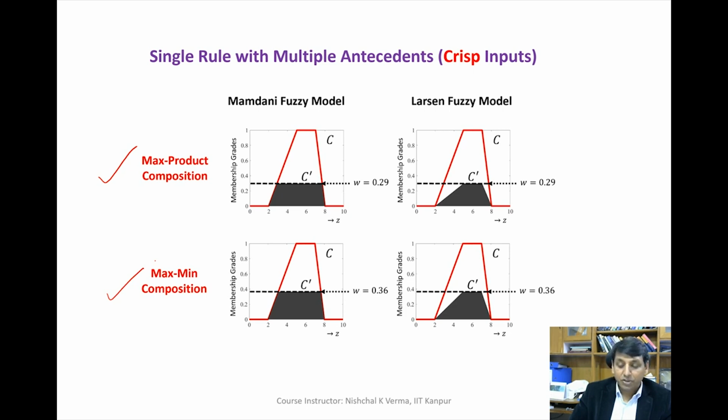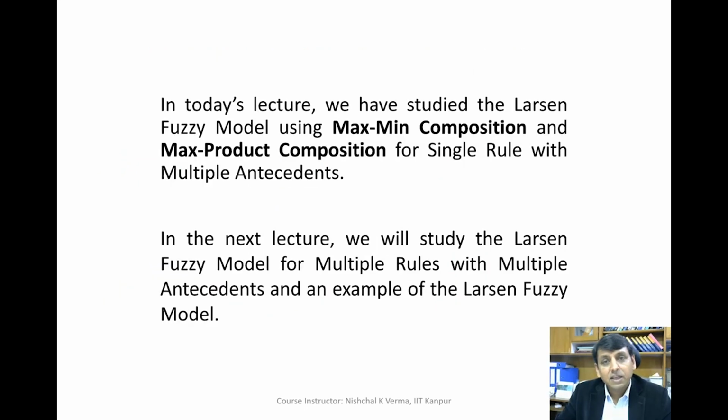In today's lecture, we have discussed the Larsen fuzzy model using max min composition and max product composition for a single rule with multiple antecedents. So with this, I would like to stop here, and in the next lecture, we will discuss the Larsen fuzzy model for multiple rules with multiple antecedents, and we'll discuss an example also on the Larsen fuzzy model.